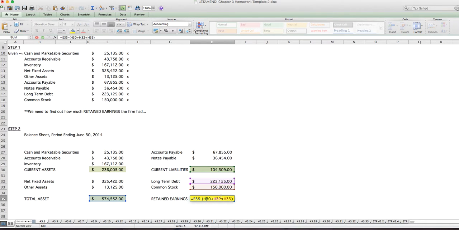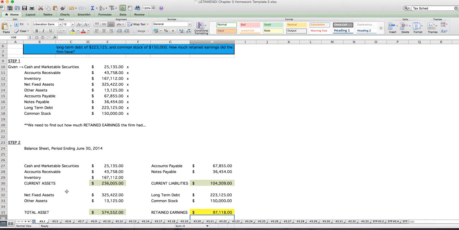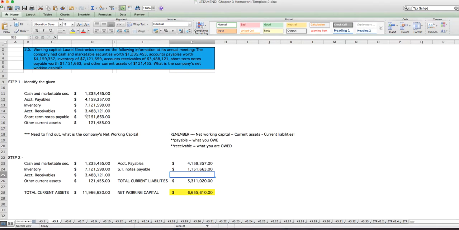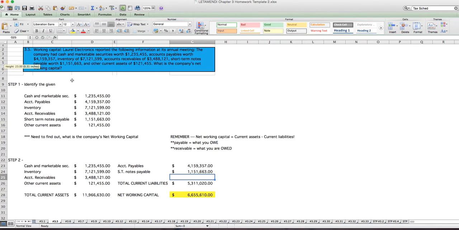the smart thing to do is to do total assets minus, and then open parentheses, your current liabilities plus long-term debt plus common stock, and then you get your answer. And the answer is $97,118. Okay, so then that's that. So now moving along to question 3.5.